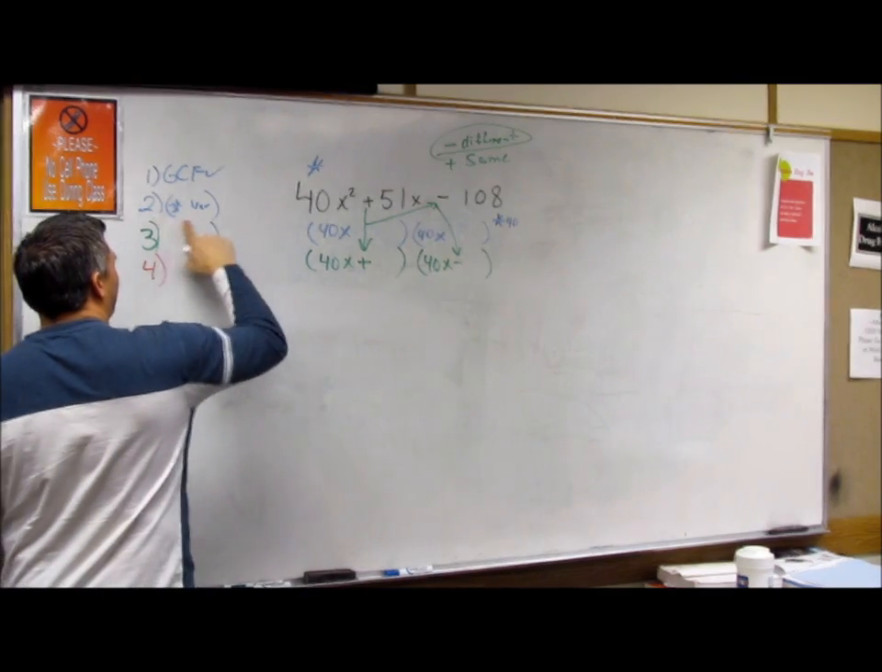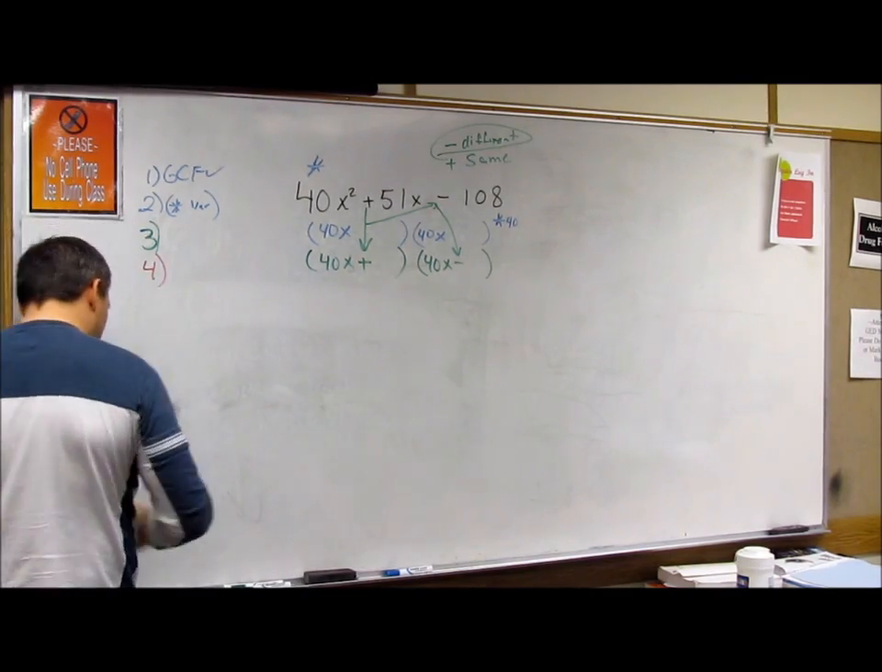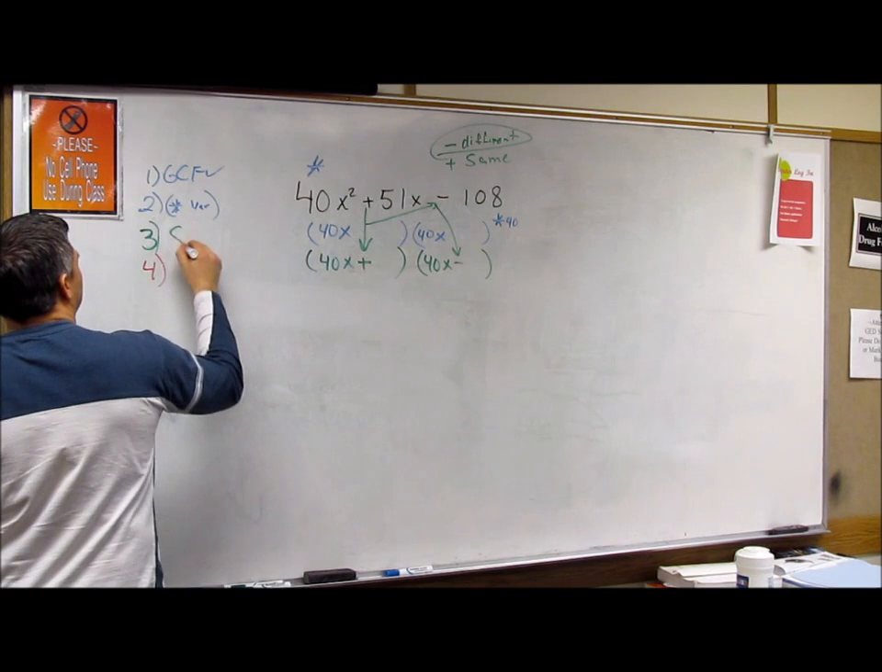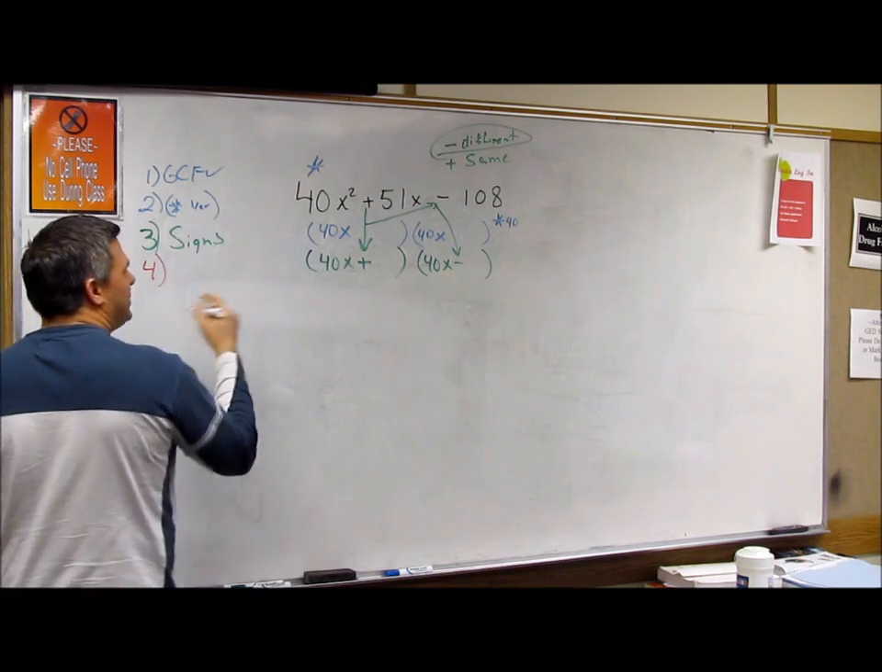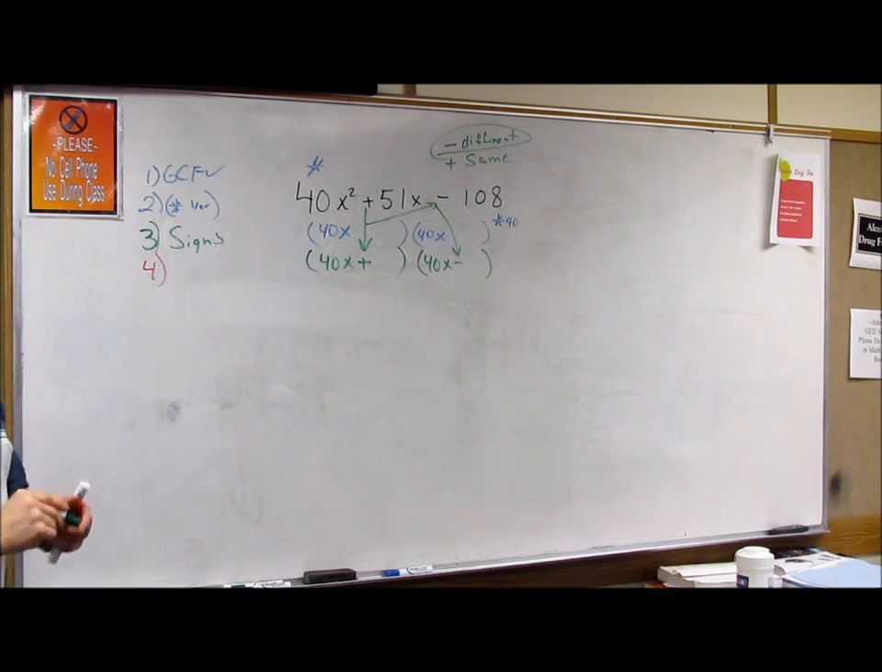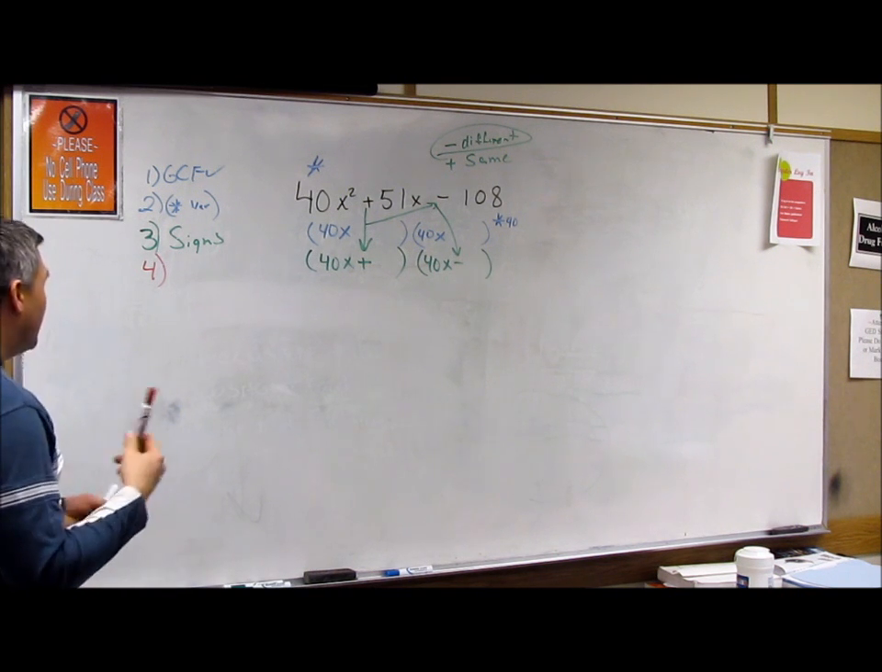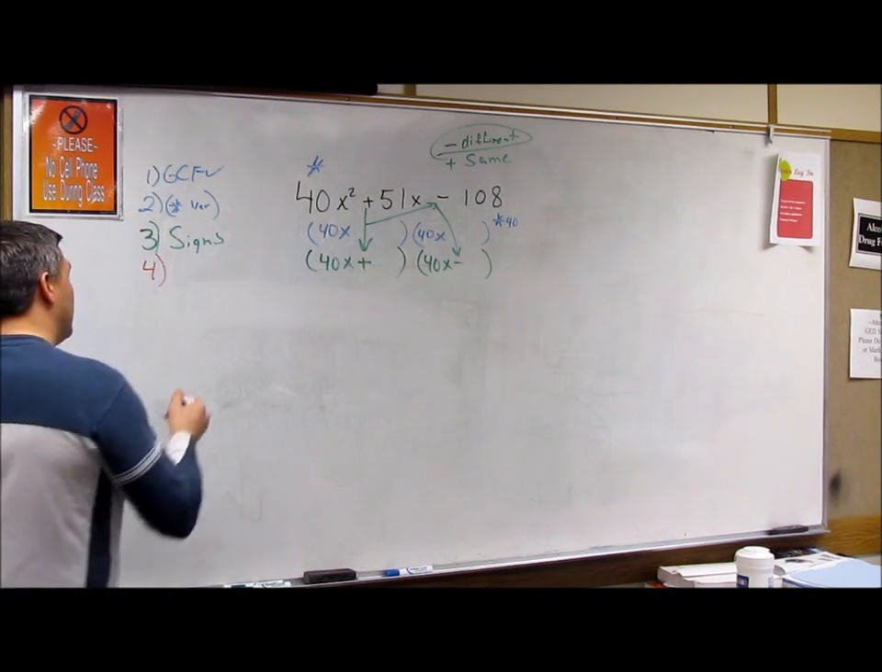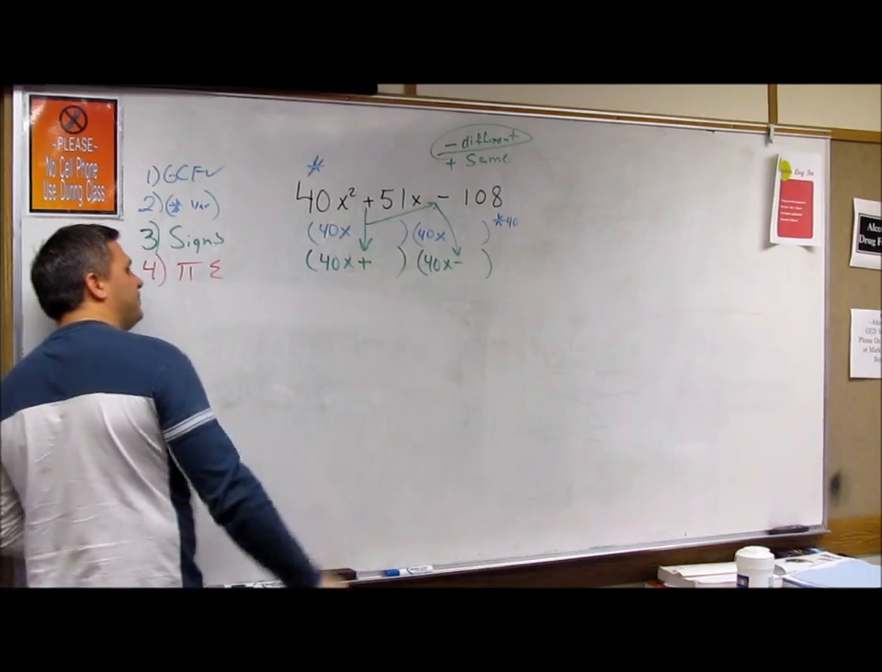Oh, I wrote parentheses here, and it's about the signs. I don't know why I did that. Third step was the signs. I'm looking at the signs. It's all about the signs. Okay. Fourth step is product and sum.